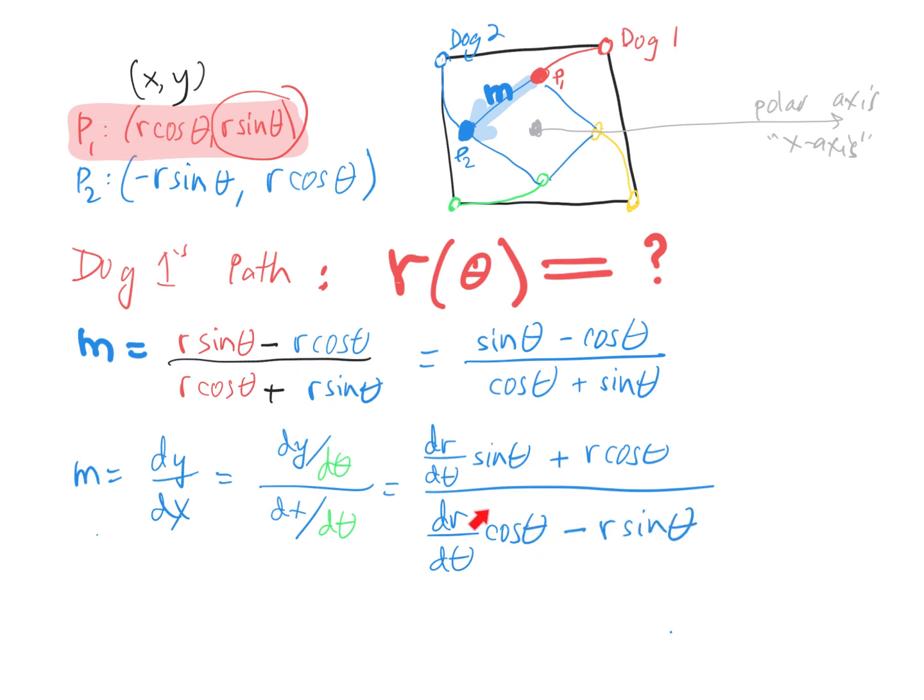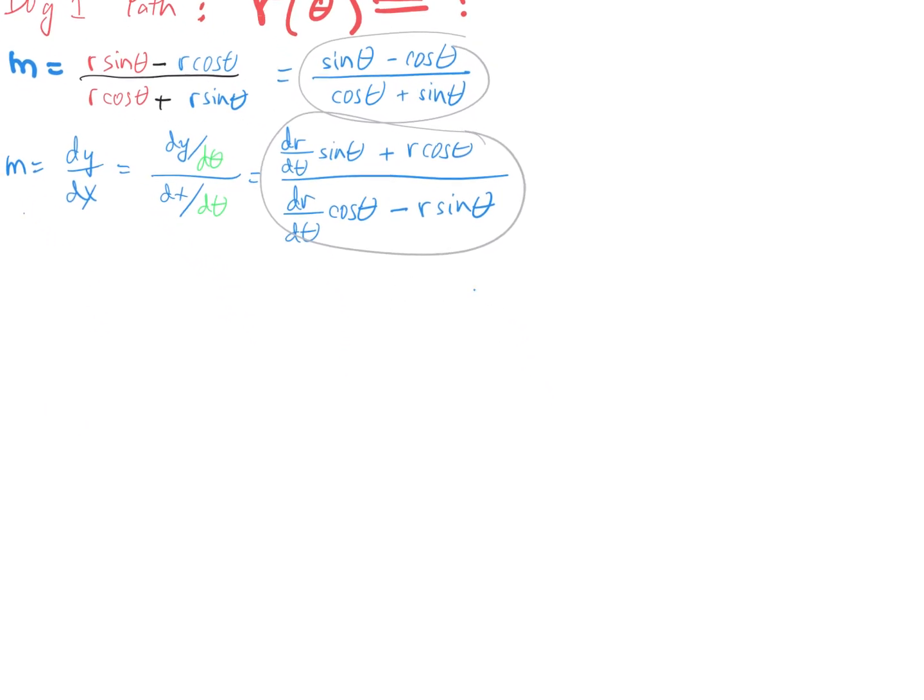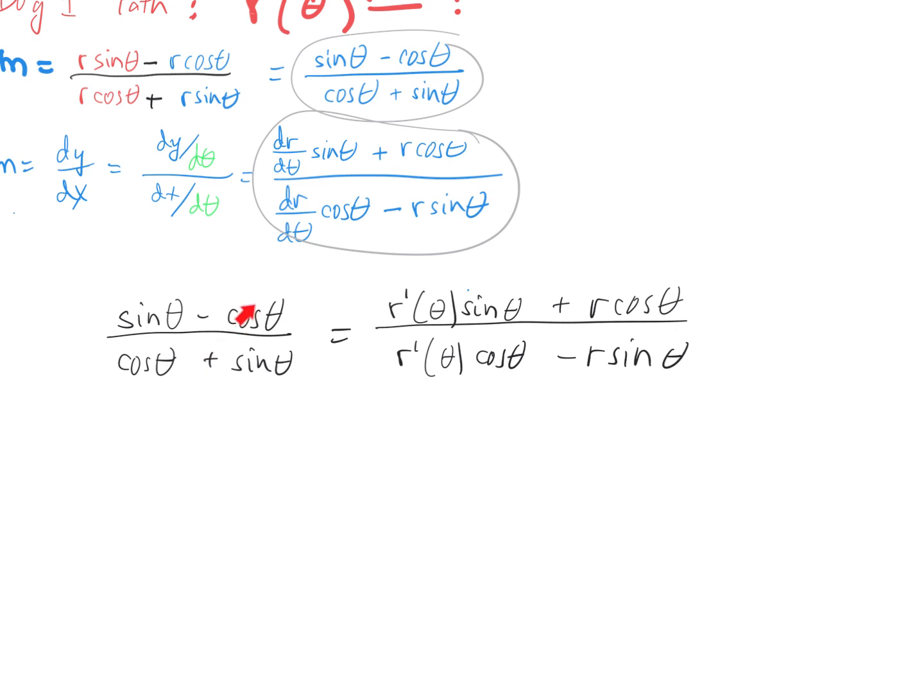We have the slope of this directional vector for dog 1 expressed two different ways. If they're both the same slope, then we can set these slopes equal to each other. We will do that next. I simply set these expressions for the slope equal to each other, and now we're going to solve. I'm going to cross multiply.